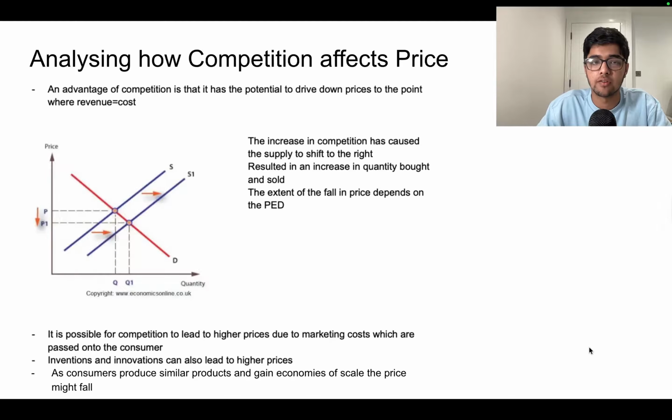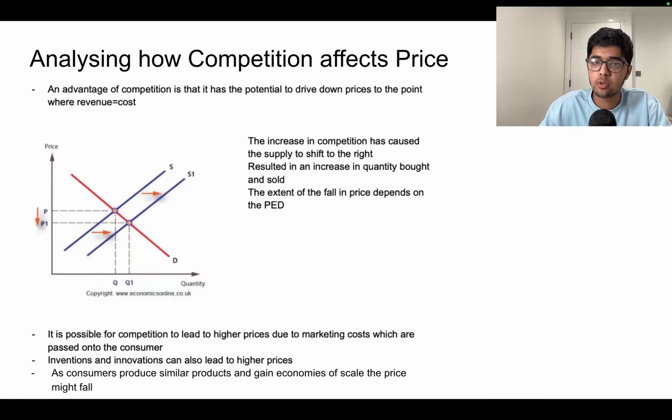Analyzing how competition affects price. This is one of the 6 markers mentioned in the specification. An advantage of competition is that it has the potential to drive down prices to the point where revenue equals cost. In a market, when firms compete, the supply shifts right from S to S1. The increase in competition has caused the supply to shift right. This results in an increase in the quantity bought and sold from Q to Q1.